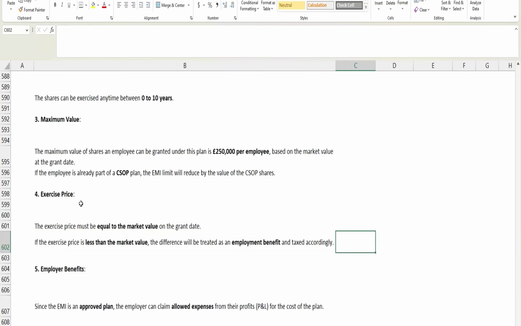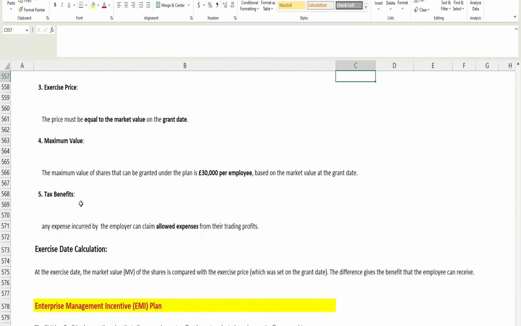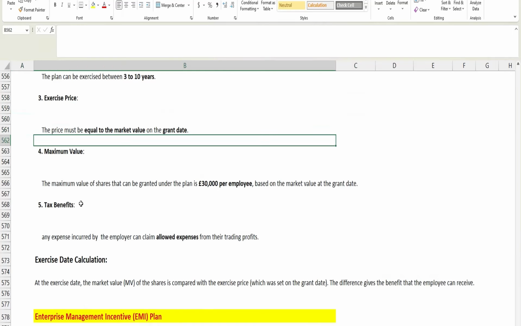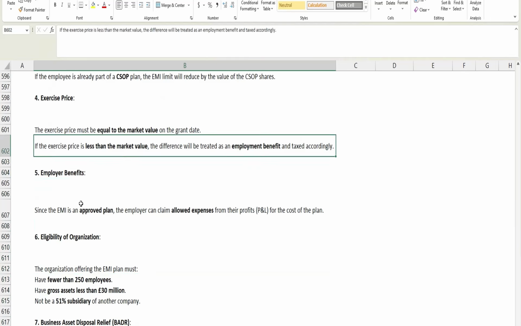Right. So if we go for the CSOP, the exercise price was equal to the market value on the grant date, but here we need to consider that if it is less than the market value, then the difference should be treated as an employment benefit.